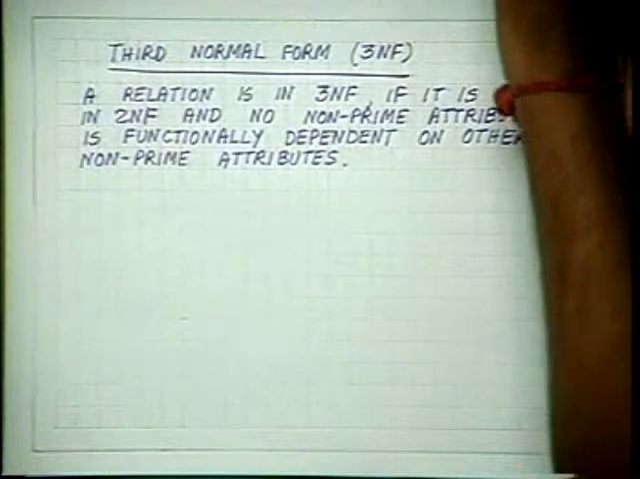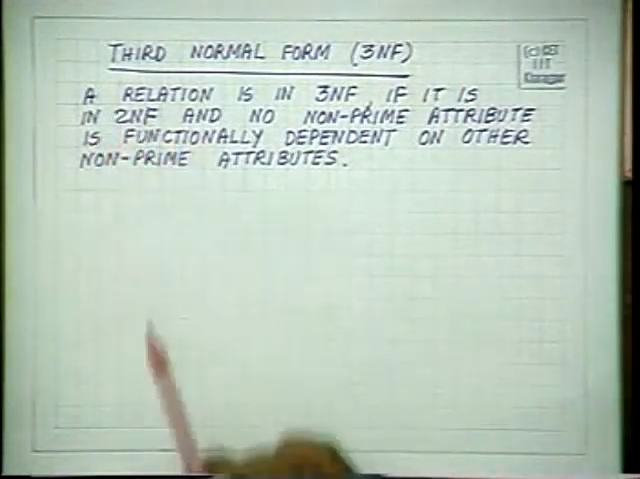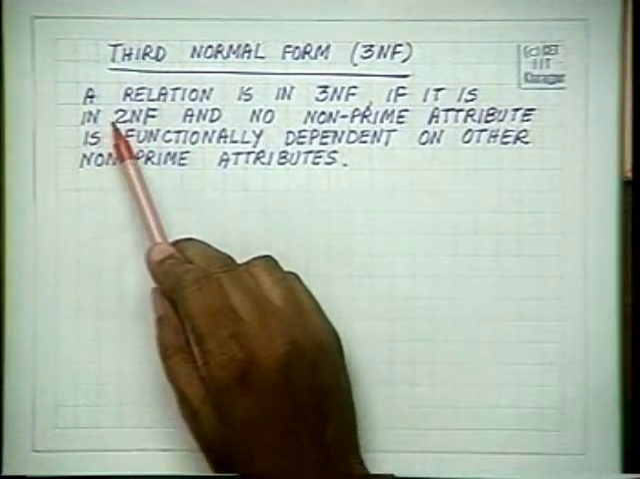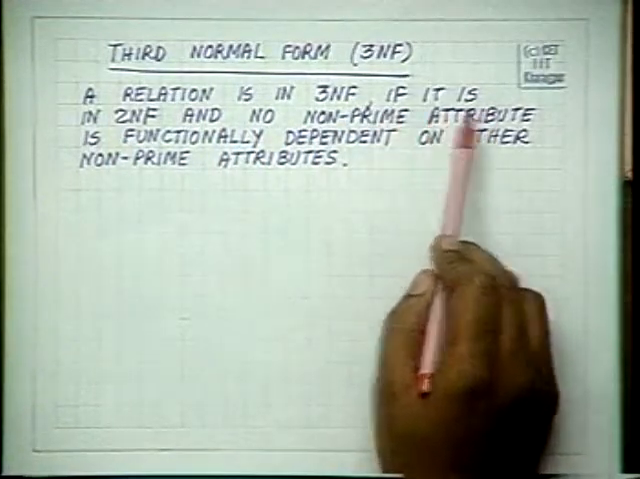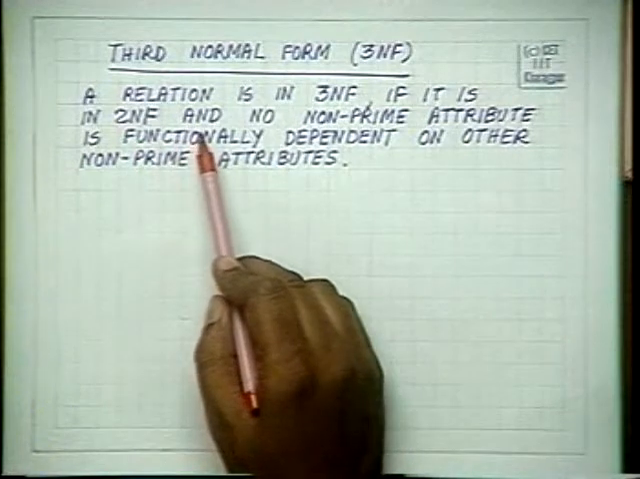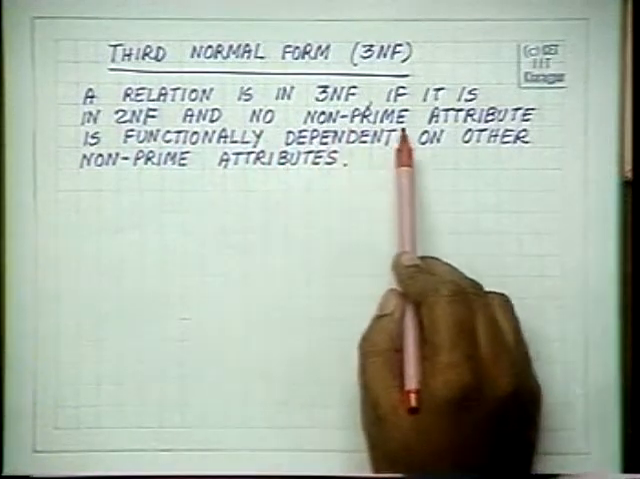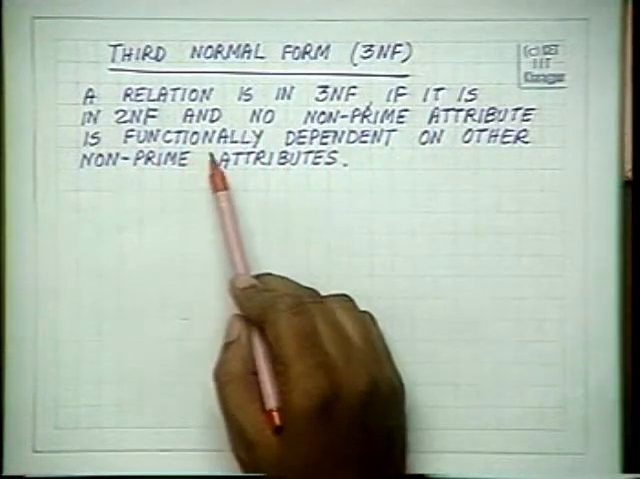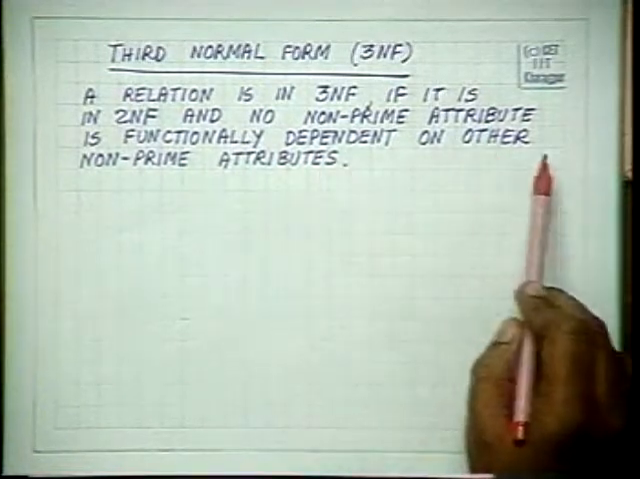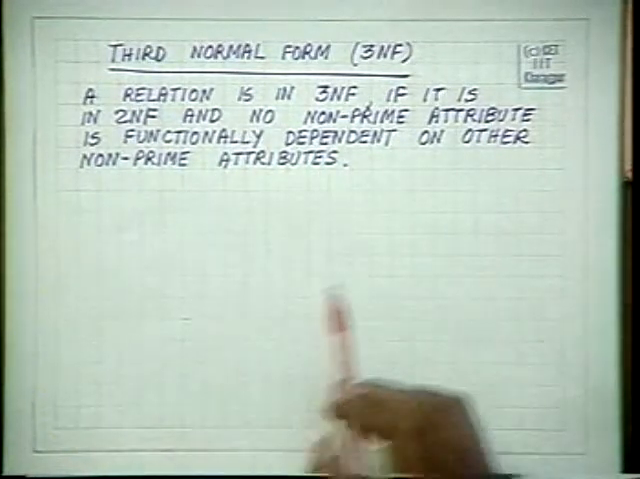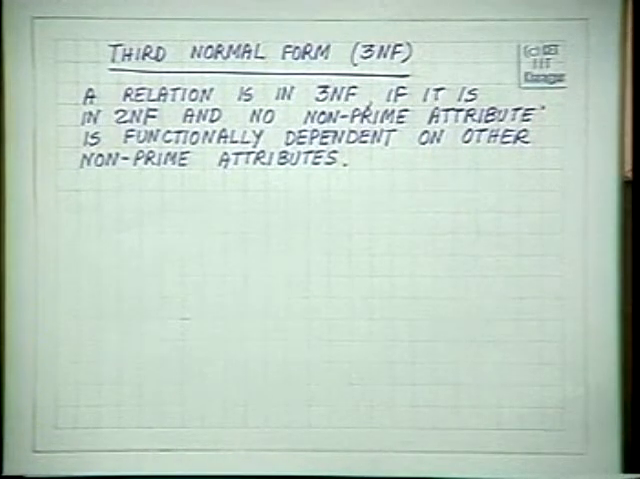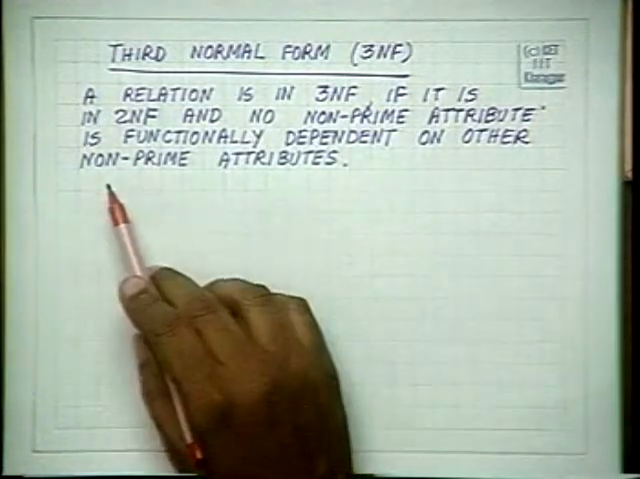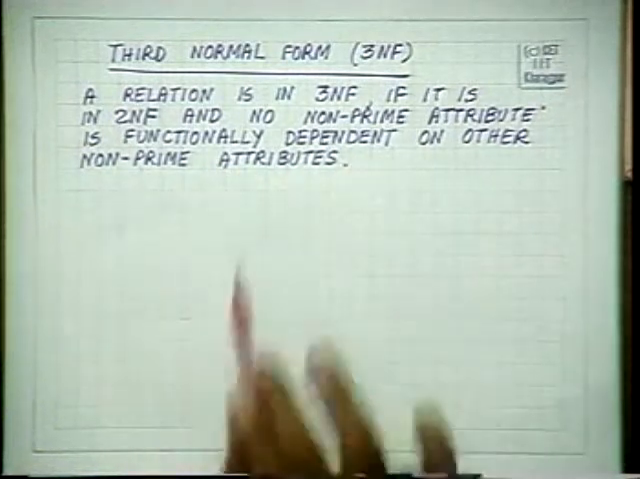Therefore, to avoid that, the third normal form says a relation is in 3NF if it is in 2NF and no non-prime attribute is functionally dependent on other non-prime attributes. This is the additional aspect which was introduced. No non-prime attribute is functionally dependent on other non-prime attributes.